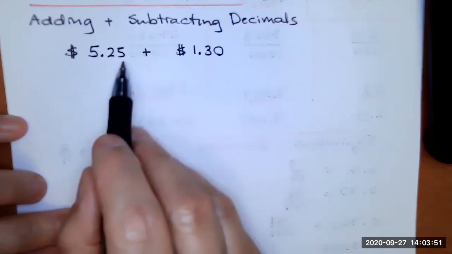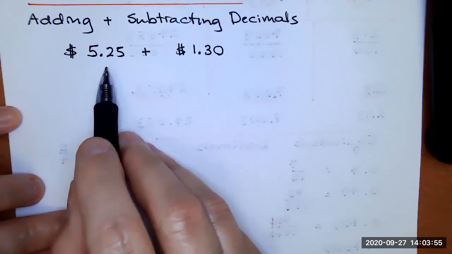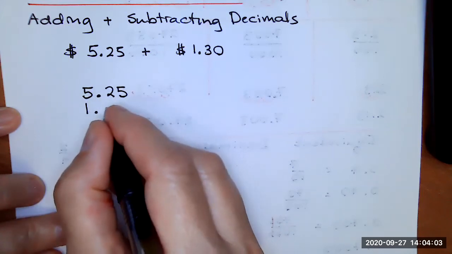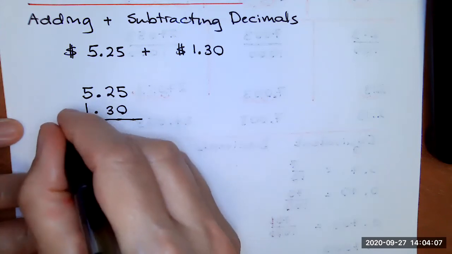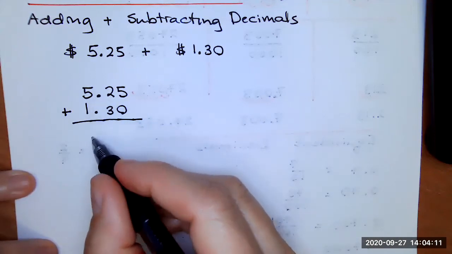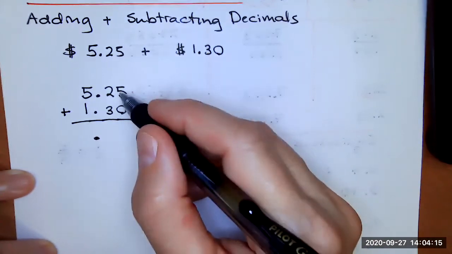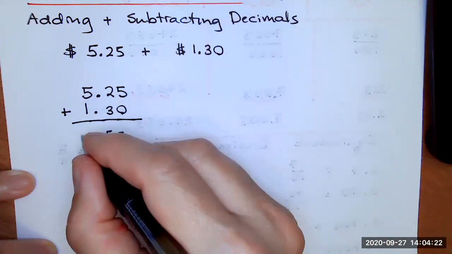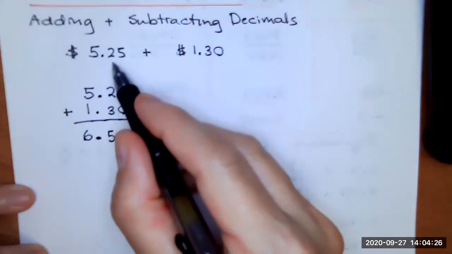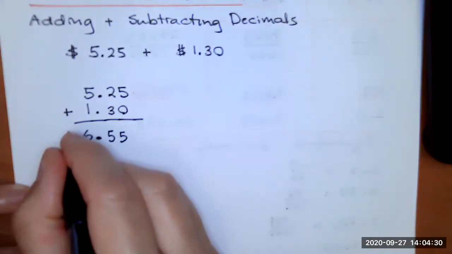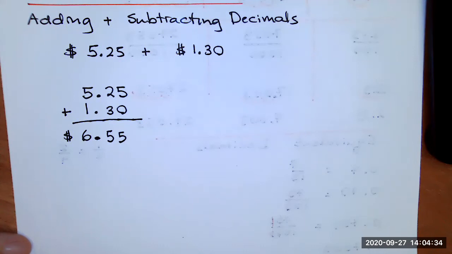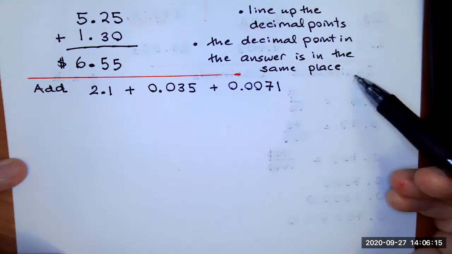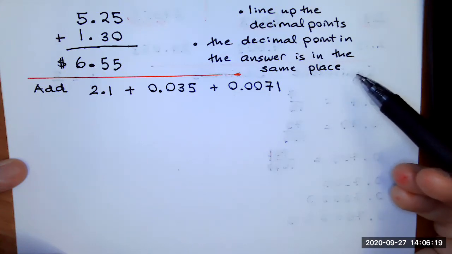You probably already know how to add decimals if you deal with money. You just take the two numbers and you line up the decimal points. And the decimal point in your answer will be in the same place. So 5 and 0 makes 5, 2 and 3 makes 5, 5 and 1 makes 6. So $5.25 plus $1.30 is $6.55. So you just line up the decimal points, and the decimal point in your answer is in the same place.